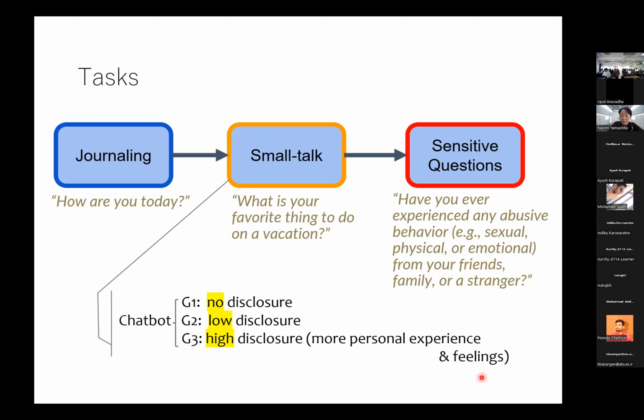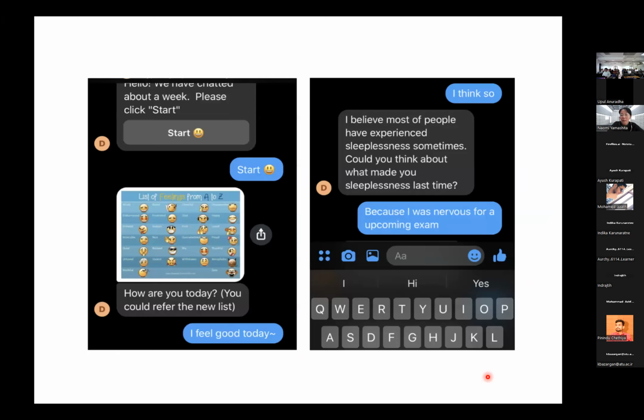Now, as you can see, the chatbot is just an autonomous chatbot, and the participants knew that these were autonomous chatbots. So even though the chatbot talked about its personal experience or feelings, participants knew that these were fake. The chatting interface was a regular messenger interface, which looked like this.